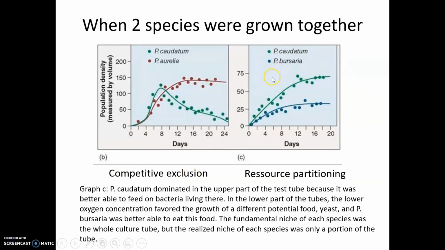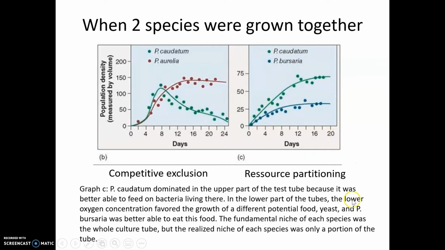But in this other example over here, where the species caudatum were grown together with the species Bursaria, another thing happened. They actually ended up sort of splitting the test tube between them, so that one species grew in the top of the test tube, feeding on bacteria, and the other species grew at the bottom of the test tube, feeding on the yeast that thrive down there. And this is an example of resource partitioning.